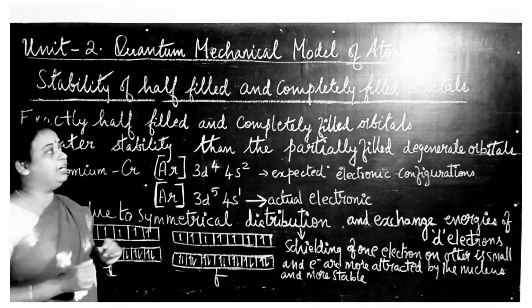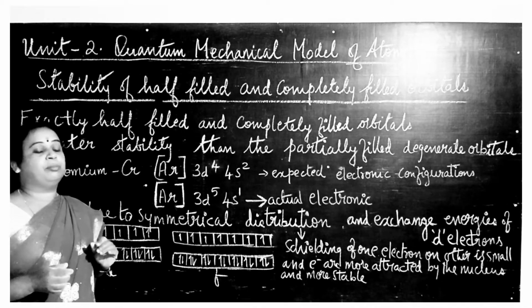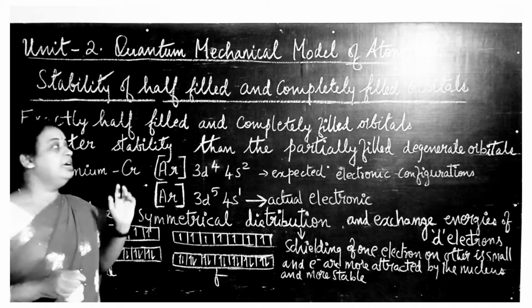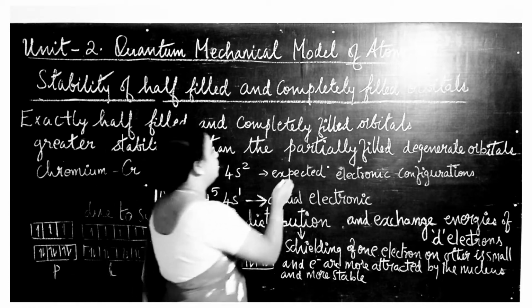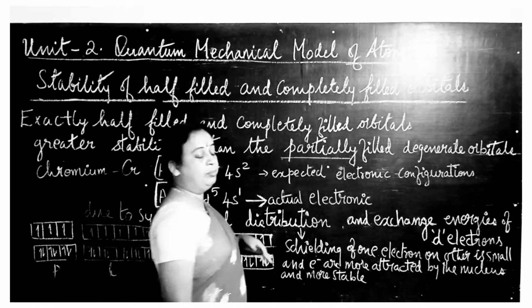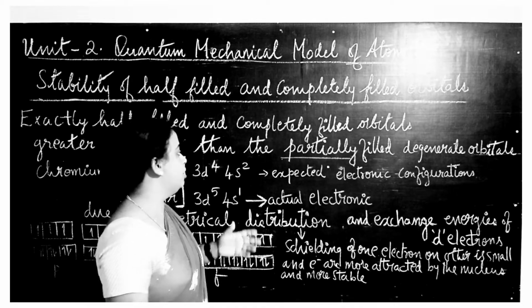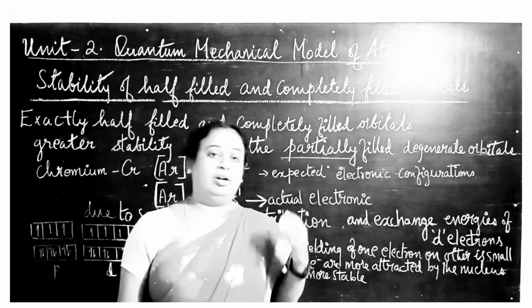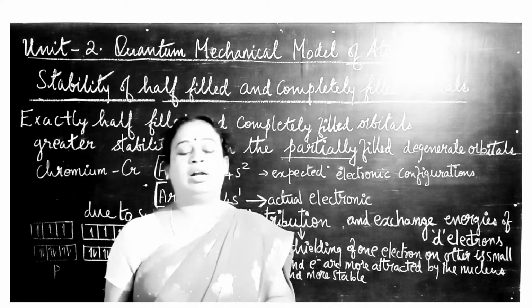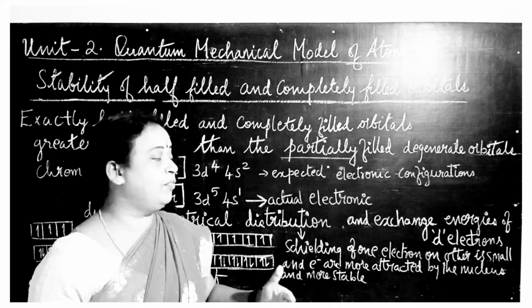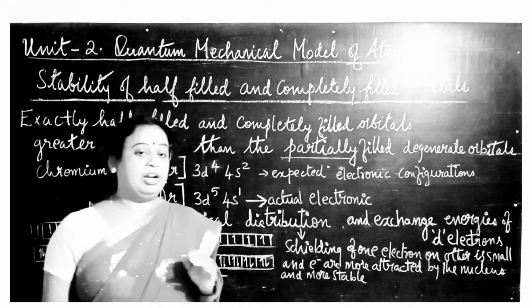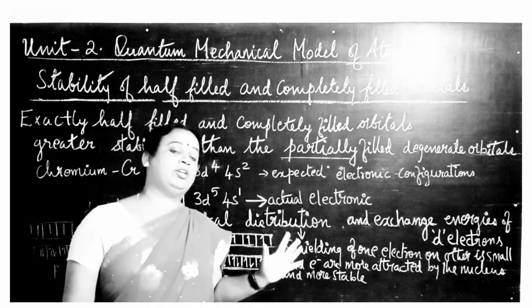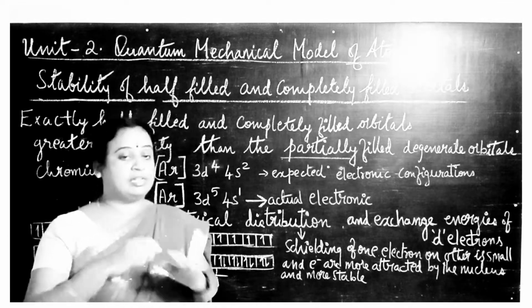So, these half-filled orbitals or completely filled orbitals are more stable compared to partially filled degenerate orbitals. Partially filled orbitals means neither they are half-filled nor completely filled. So, I take the example of d orbital. D orbital can accommodate 10 electrons. If it is 5 electrons, then it is half-filled. If it is 10 electrons, it is completely filled.